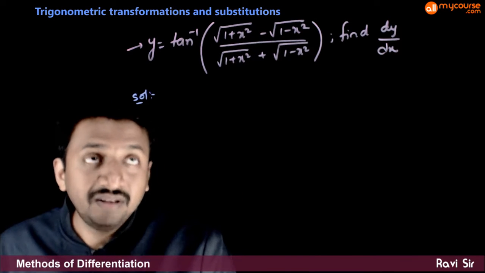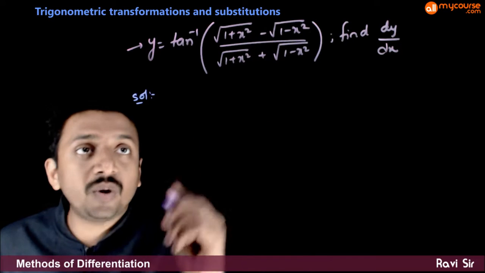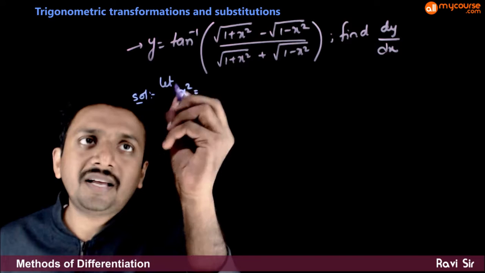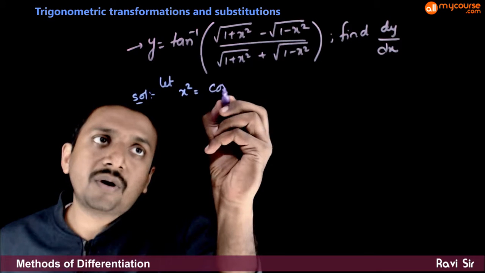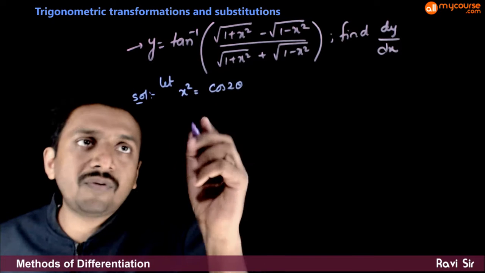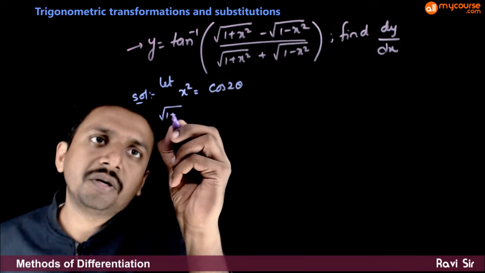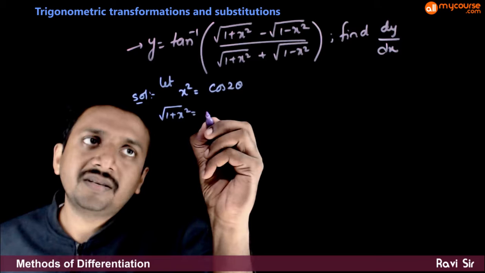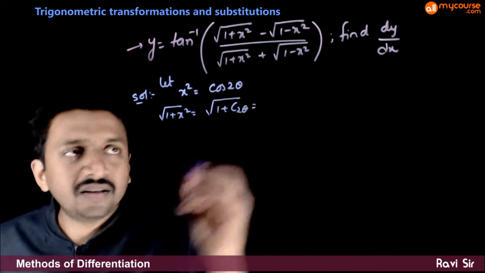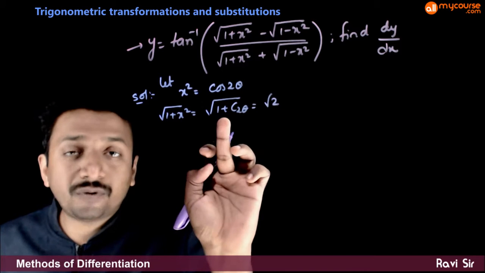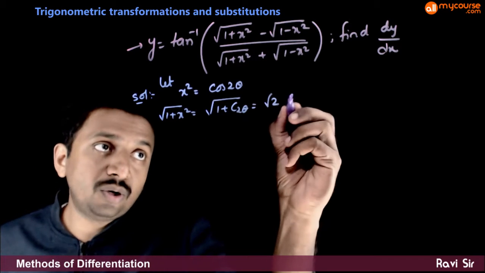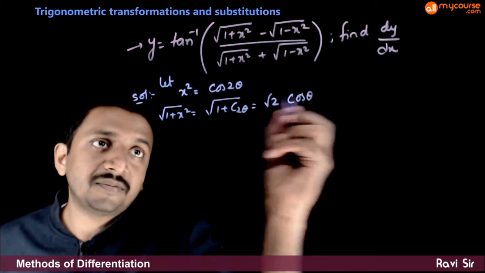Have both of them. So if you want to remove all the square roots, the substitution that you're looking at is let x square is equal to cos 2 theta. So what happens to root of 1 plus x square? So root of 1 plus x square is root of 1 plus cos 2 theta, is equal to root of 2 cos square theta, that is root 2 times cos theta.